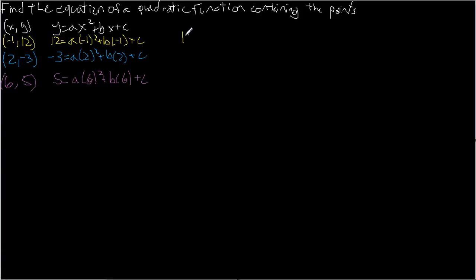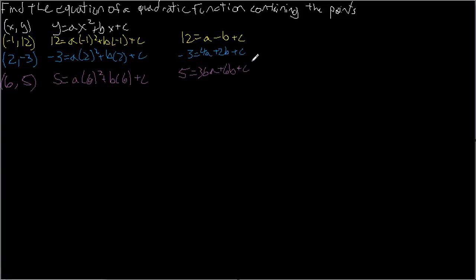12 is equal to -1 squared is 1. 1 times a is just a. b times -1 is minus b plus c. For the blue one, -3 is equal to 4a plus 2b plus c. And the purple one, finally, 5 is equal to, that'll be 36a plus 6b plus c.